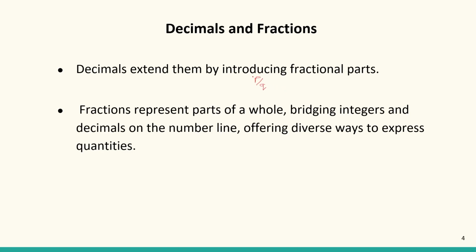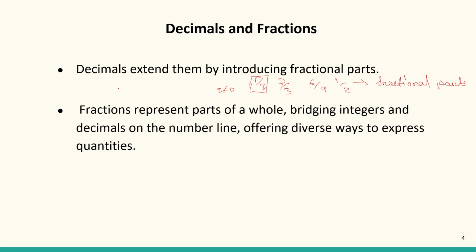Wherever you see something written of this form, P by Q, that is 2 by 3 for example, or 6 by 9 or 1 by 2, these are fractional parts. And observe here that Q must not be equal to 0. If Q is equal to 0, the fractional part is actually undefined. So the number written of this form, P by Q, where Q is not equal to 0, is called a fractional number.